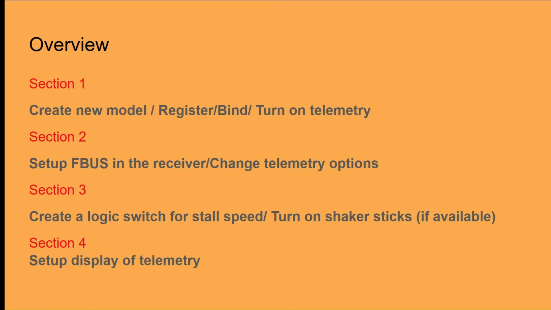In section 2, we're going to talk about setting up FBUS in the receiver and changing telemetry options. In the third section, we're going to create a logic switch for stall speed, and we're going to turn on shaker sticks if available. In the last section, we'll set up a display on the monitor of your transmitter to show telemetry as you're flying. With that, let's get right to it.